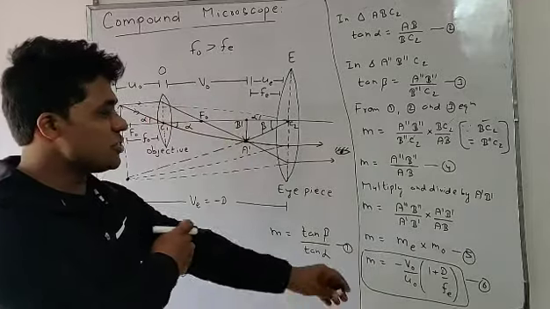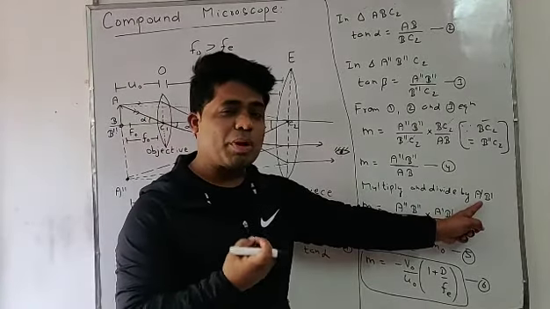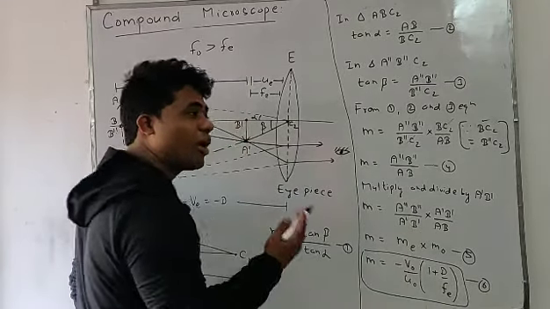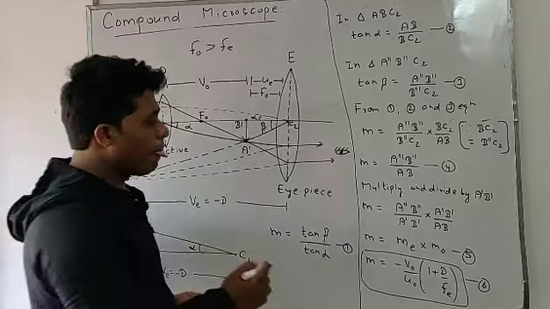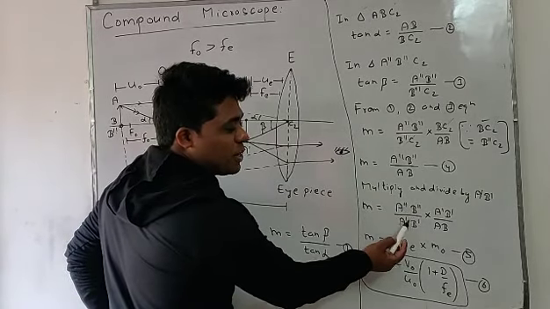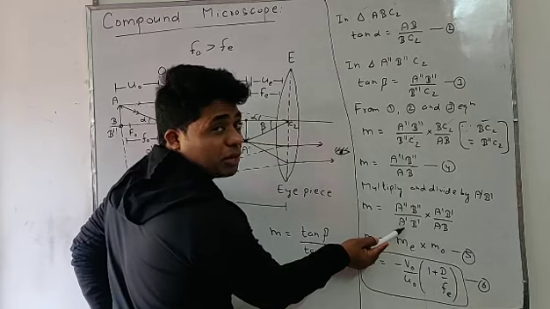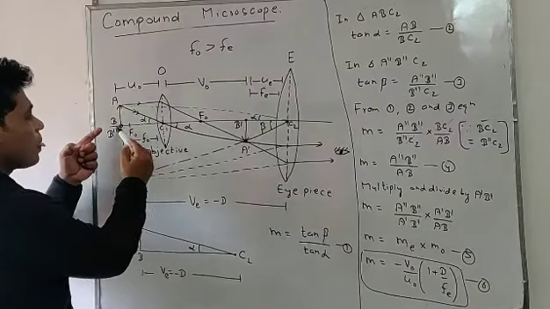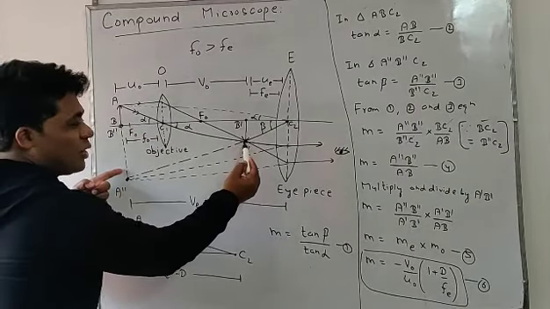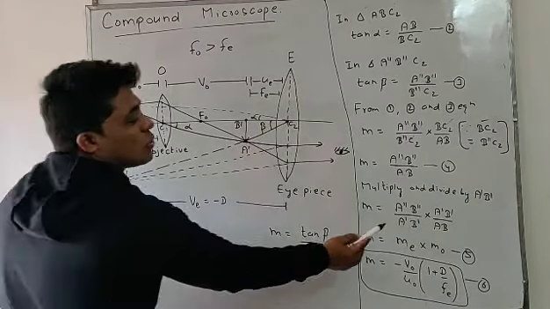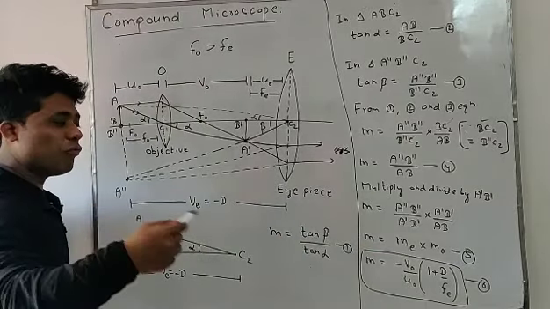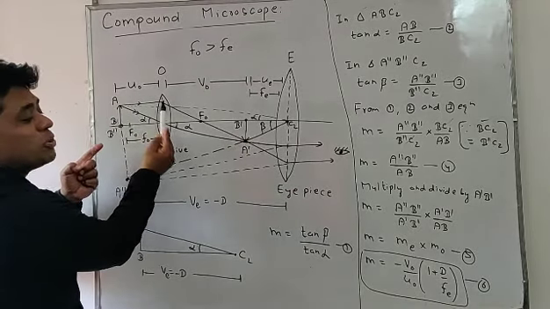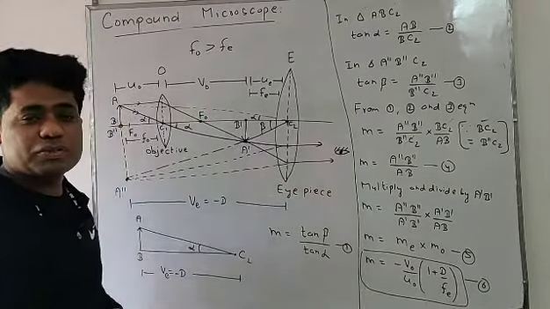So the remaining term will be A double dash B double dash by AB. Now multiply and divide by the same component, A dash B dash. Why? In order to make a formula: A double dash B double dash by A dash B dash, height of image by height of object, is the magnifying power of the eyepiece lens, because A double dash B double dash is the height of image and A dash B dash is the height of object for the eyepiece lens. So this is the magnifying power of the eyepiece lens. Why? Height of image by height of object for the objective lens, so that is the magnifying power of the objective lens.